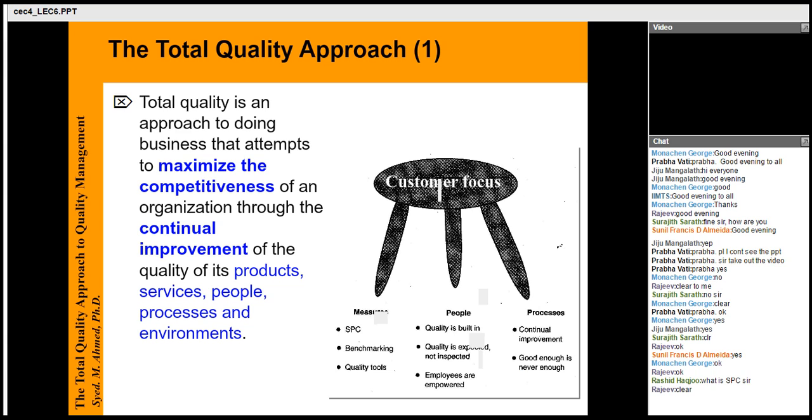Okay, Rashid is asking what is SPC. Just a second. SPC is statistical process control. It's basically a standard methodology for measuring and controlling quality during the manufacturing process. That is statistical process control.